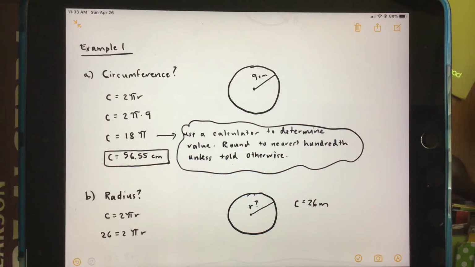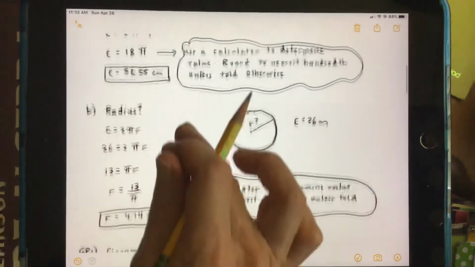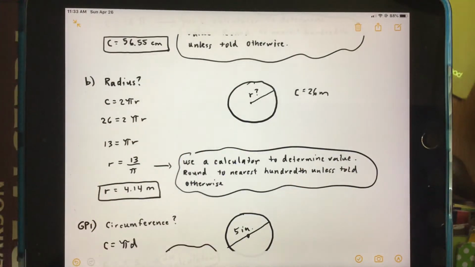Part B of example 1, we're asked to find the radius of the circle, knowing its circumference is 26 meters. So again, we're going to use the formula C equals 2 pi r. We'll put in 26 for our C. 26 is equal to 2 times pi times r. Then we're going to divide both sides by 2, and we'll have 13 equals pi r. And then we'll divide both sides by pi. r is equal to 13 over pi.